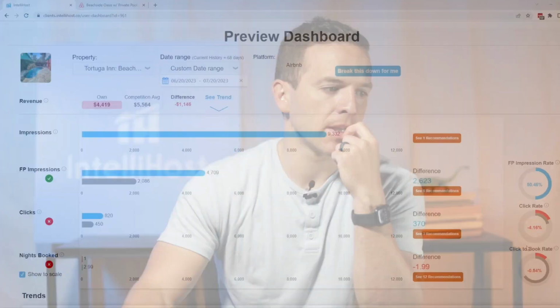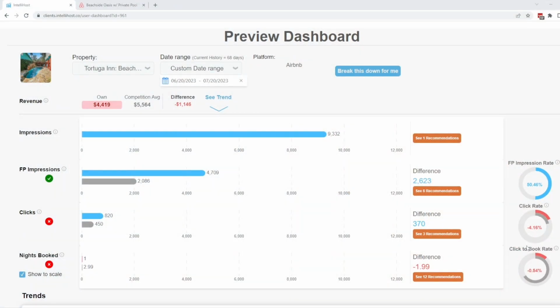Okay, today we're going to look at Pam's property. Now, Pam is having a bit of a conversion issue, and I want to show you how I know that by looking at IntelliHost. This is Pam's IntelliHost dashboard.